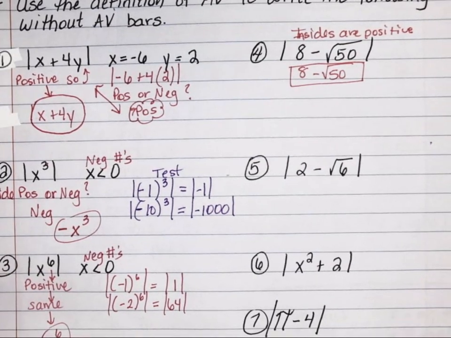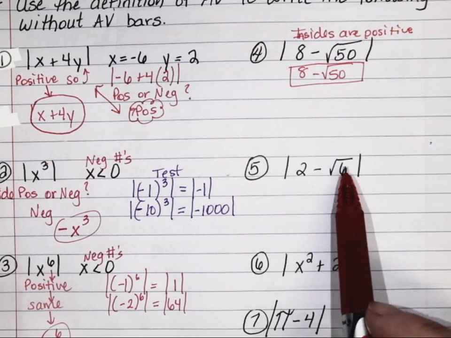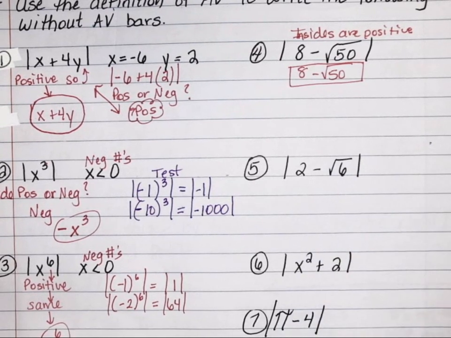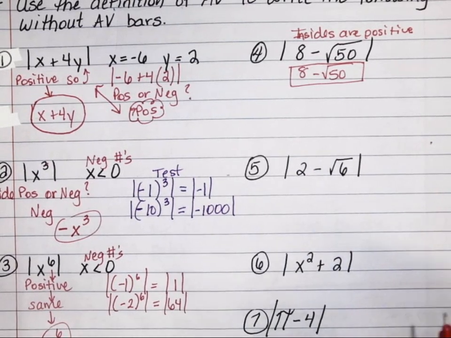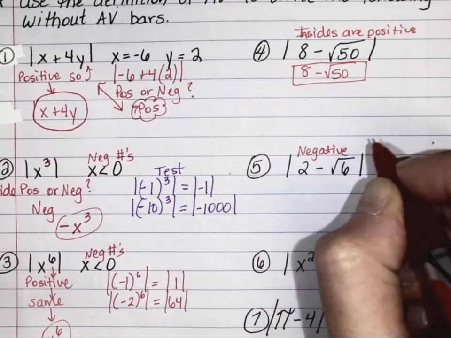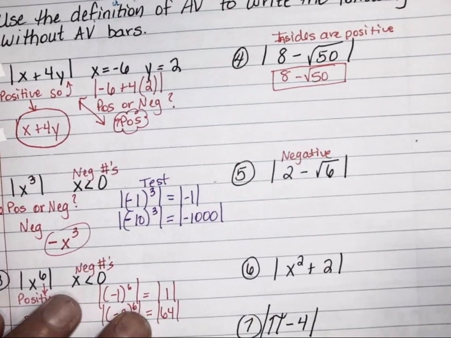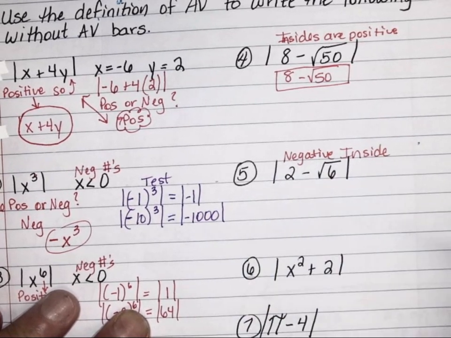On number 5, same thing with root 6. Root 6 is over the square root of 4, which you know is 2. So square root of 6 is definitely 2.2 something. And if I say 2 minus 2 point something, this is going to give me a negative inside. So the insides are negative. And that means you do the opposite.